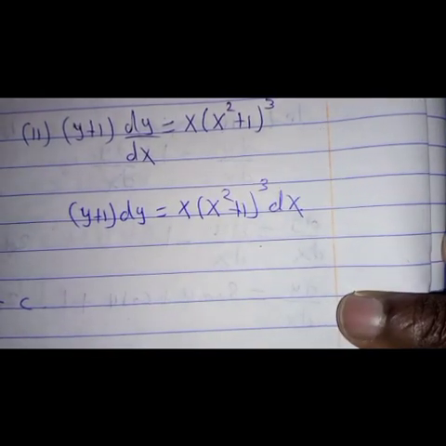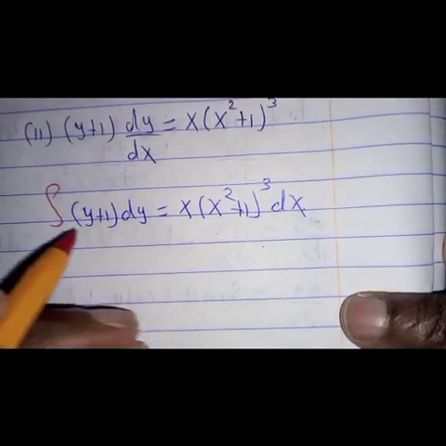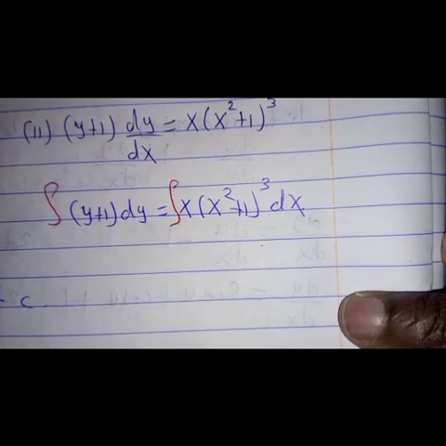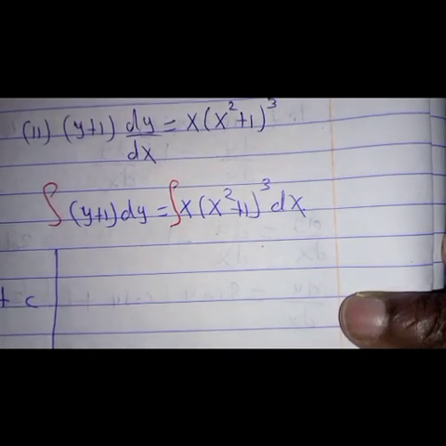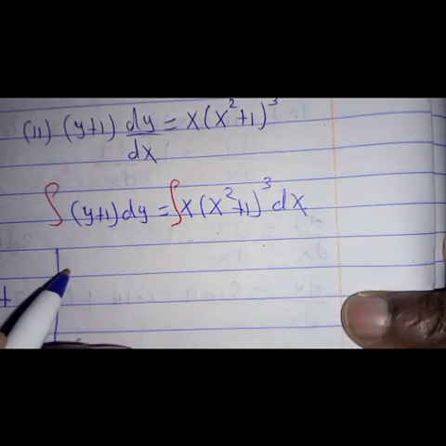So once now we have separated the variables, the next step is that we take the integral of both sides. Now at this point here, on the left hand side we distribute the integral and the dy.